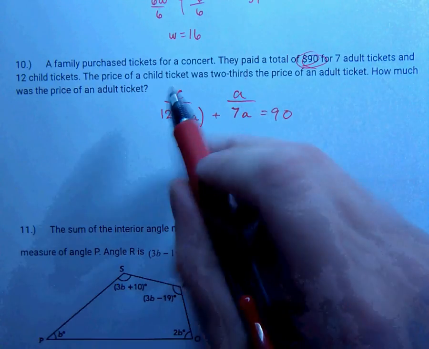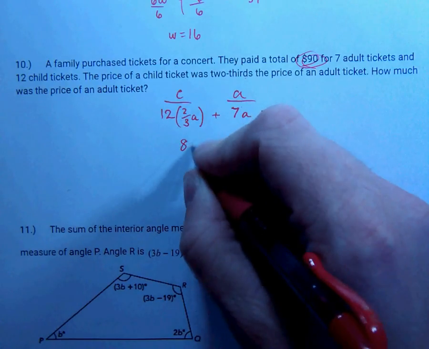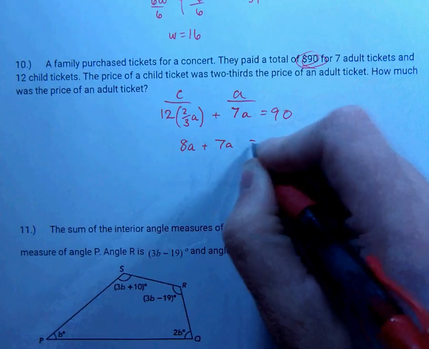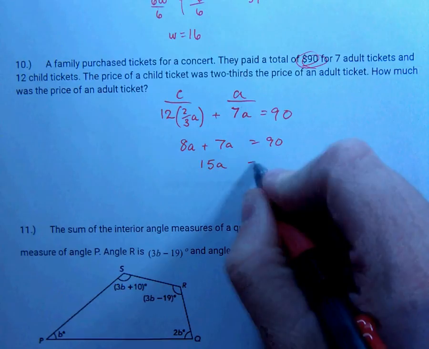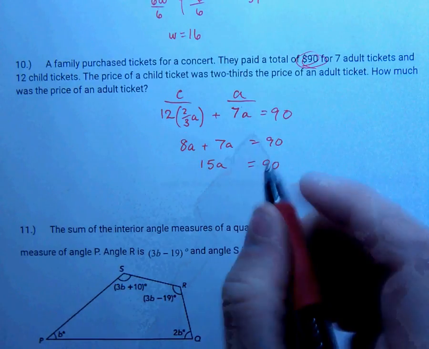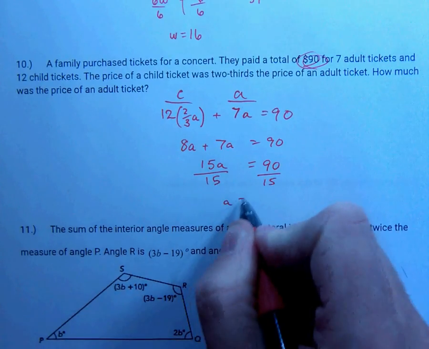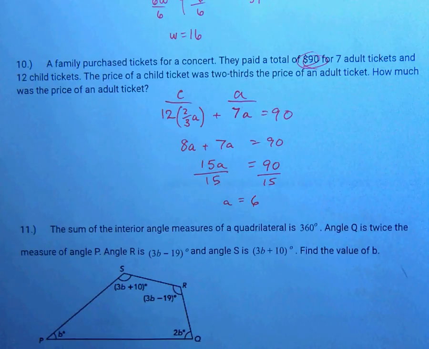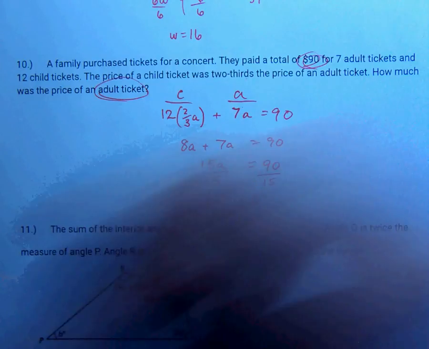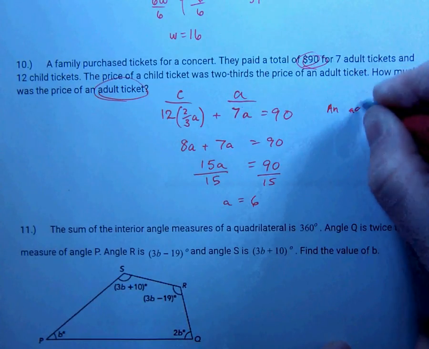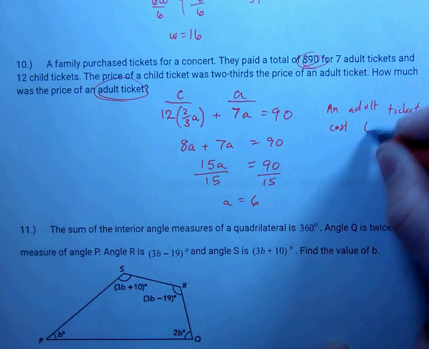Let's do 2/3 of 12. 12 times 2/3 is 8. So this is 8A plus 7A is equal to 90. 8A plus 7A is 15A. Divide by 15. I get A is equal to 6. Now remember, that's the price of an adult ticket, which is exactly what we want. So an adult ticket costs $6.